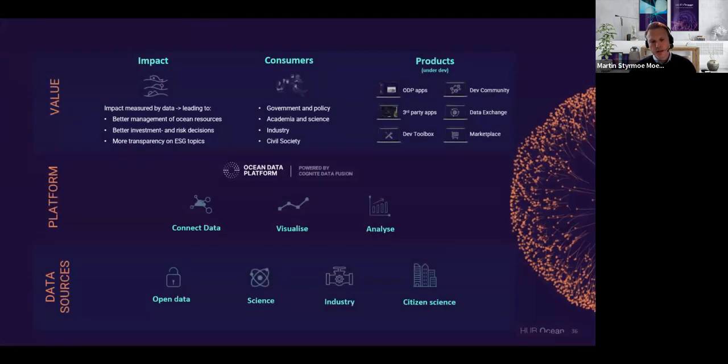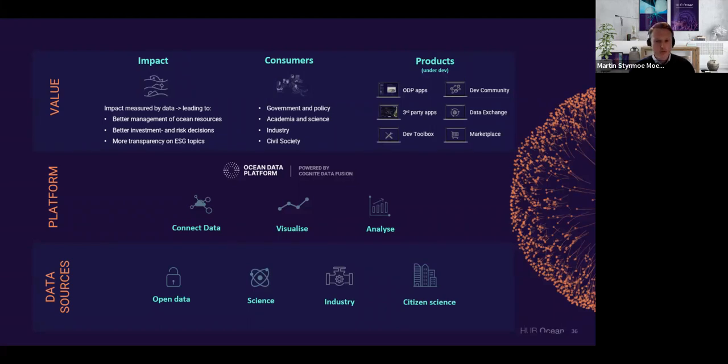So this slide is basically giving a good overview of how we work with the Ocean Data Platform. We start on the bottom with open data sources and try to connect them up. There's a lot of databases out there, and it's all about connecting them. We're also trying to unlock new data sets by working with the science institutes, with the industry and citizen science to share more data.